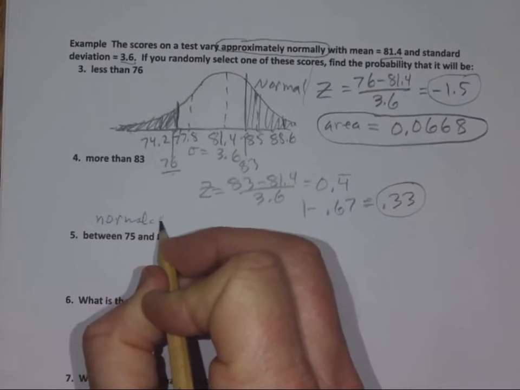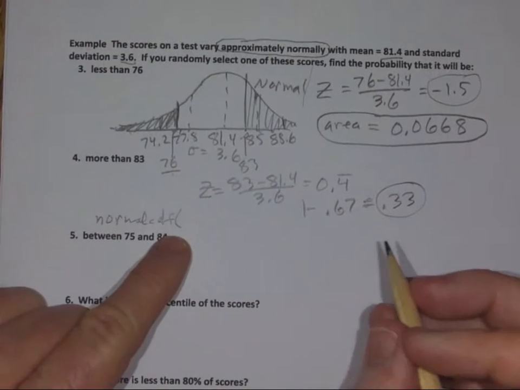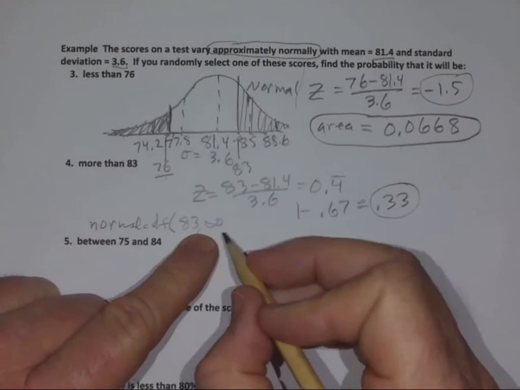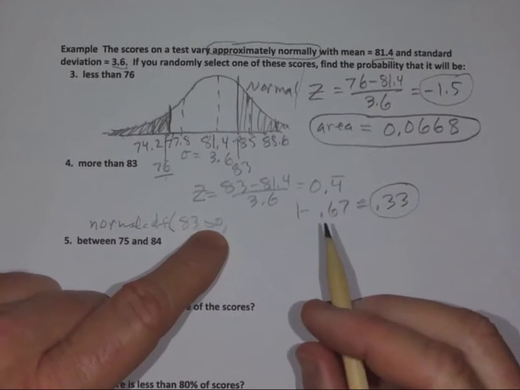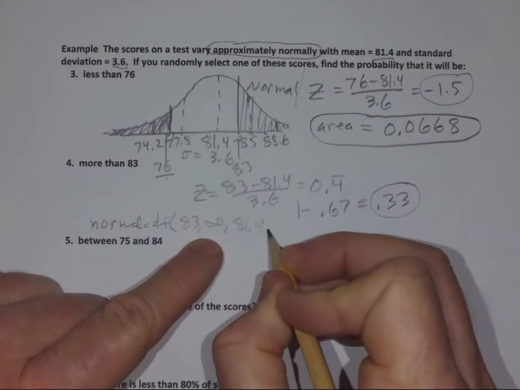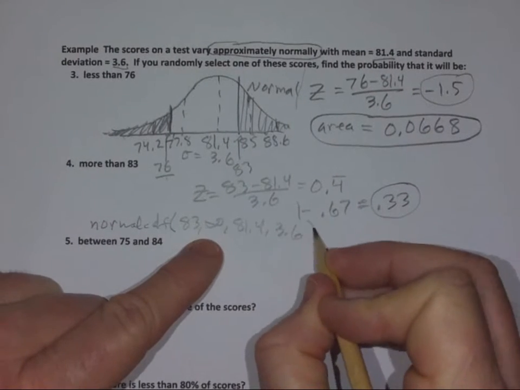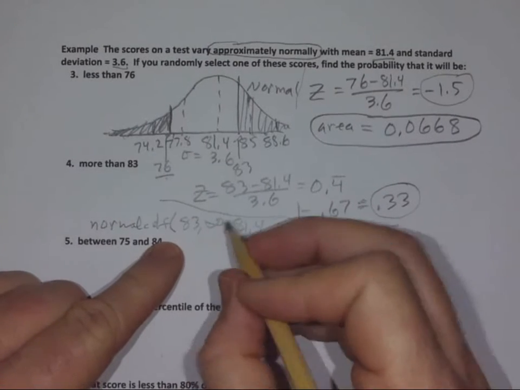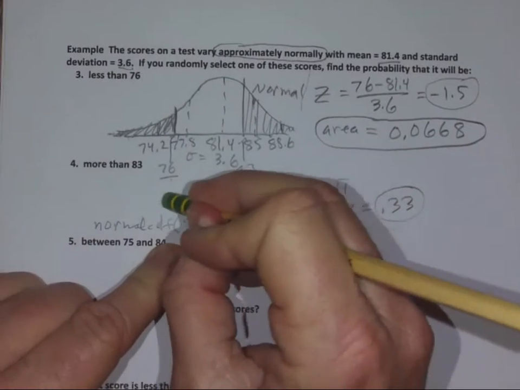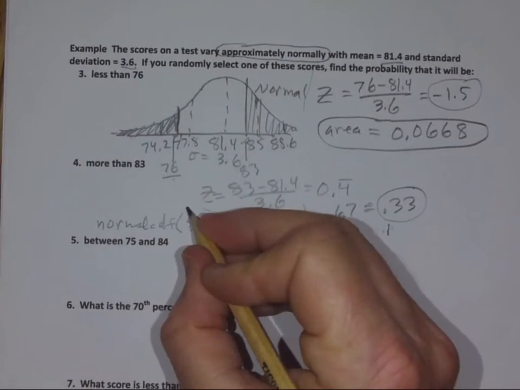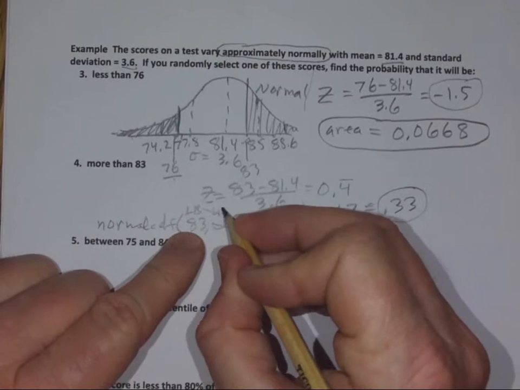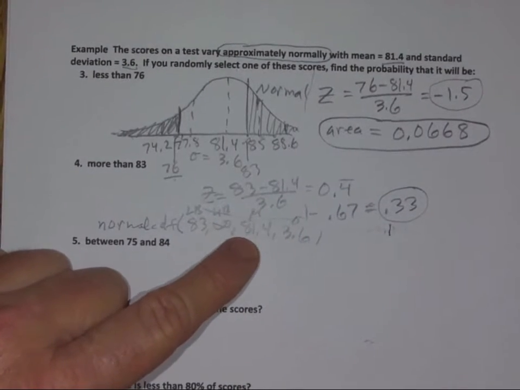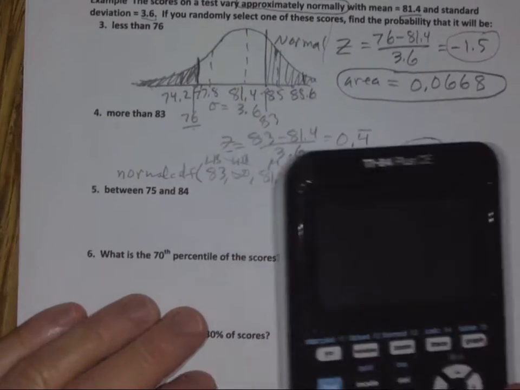So we'll go normal CDF, and we'll go from 83 to infinity, that's the little symbol for infinity. Our mean is 81.4, and our standard deviation is 3.6. Whenever you draw this, to get credit for showing your work, by the way, you have to label these values. That is LB for lower bound, that is UB for upper bound, that's my mean and that's my standard deviation, mu and sigma. Okay, like that. Let's see what happens when we do that.